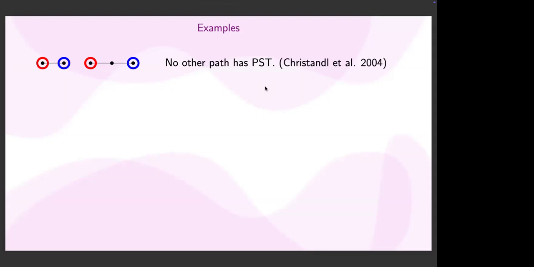If you're considering this as one graph, no, this is two different graphs. So this graph has it from the red to blue vertex, this other graph has it from the red to blue vertex. But for any longer path, you don't. Correct, you don't.